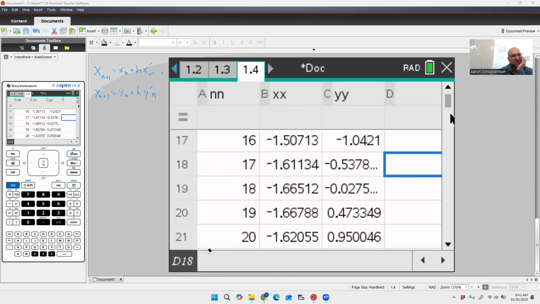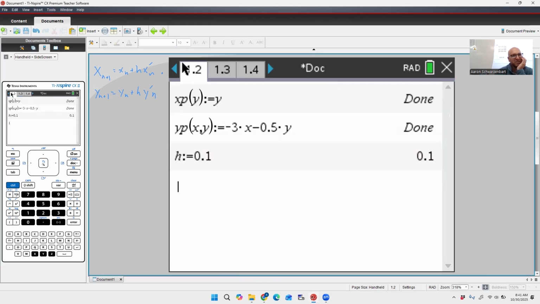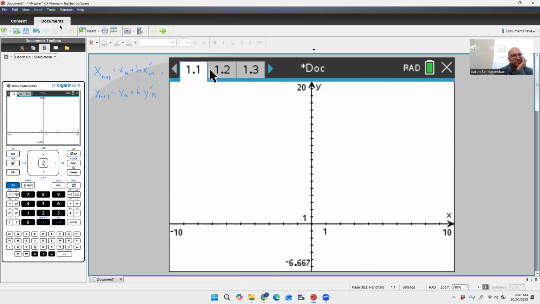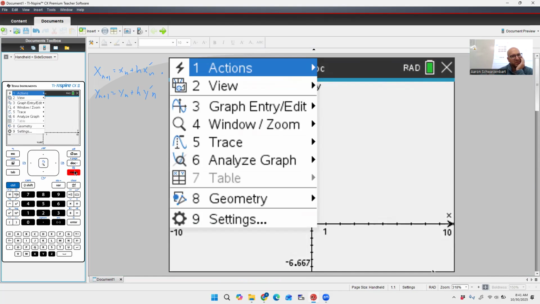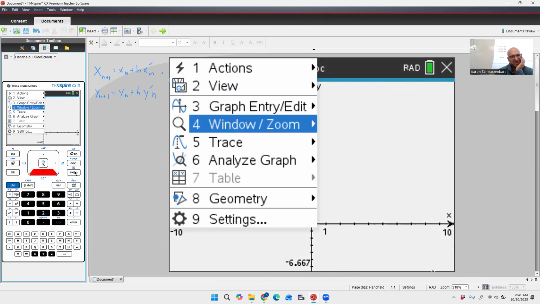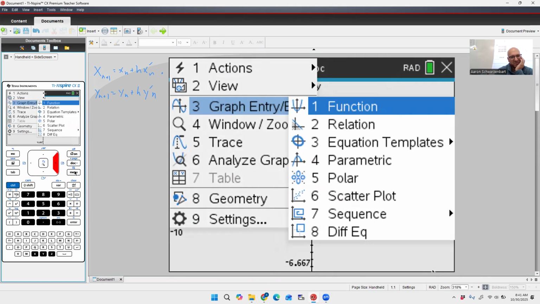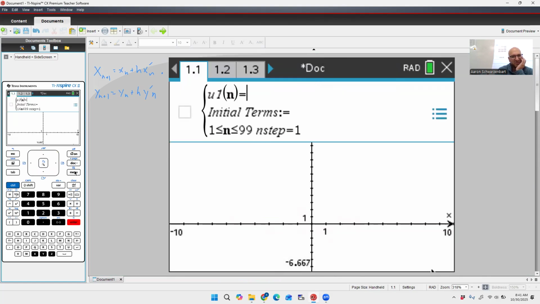Gonna clear this off the screen. Now we need to go to our graph. So if you need to add a graph, add a graph. I had one here at 1.1. Everybody on a graph. Remember, we are doing this as sequences. Entry edit sequence, and I'm just doing a regular old sequence. UN plus 1. X, remember, is U1 of N.